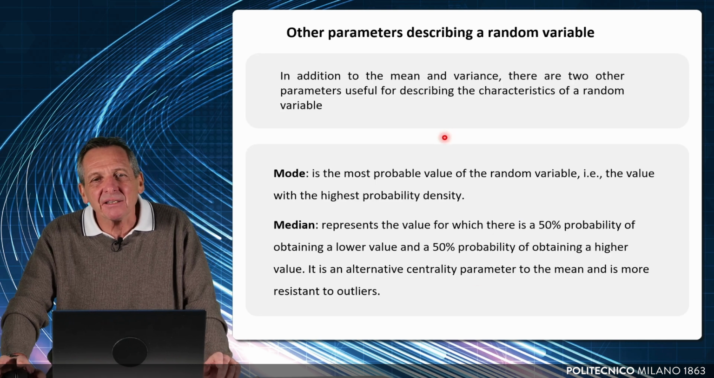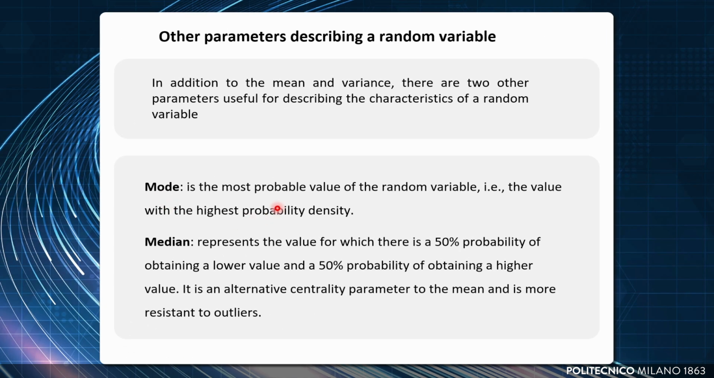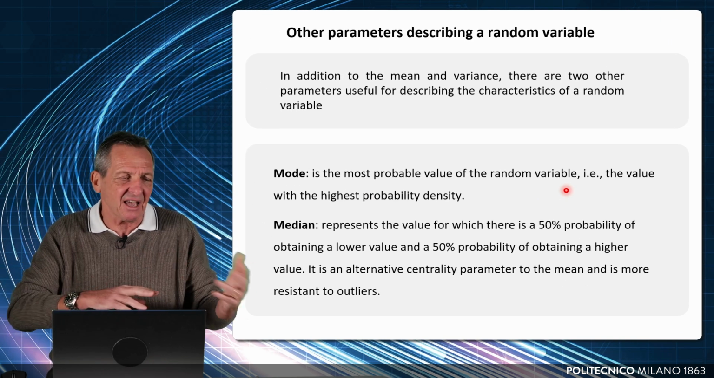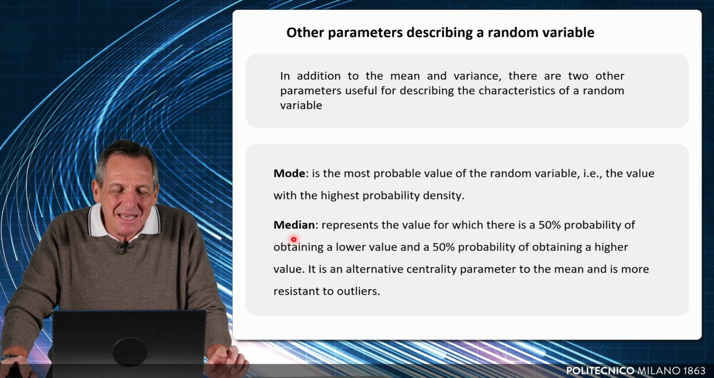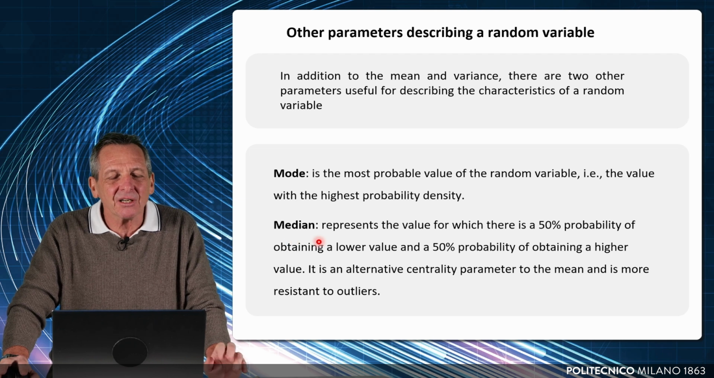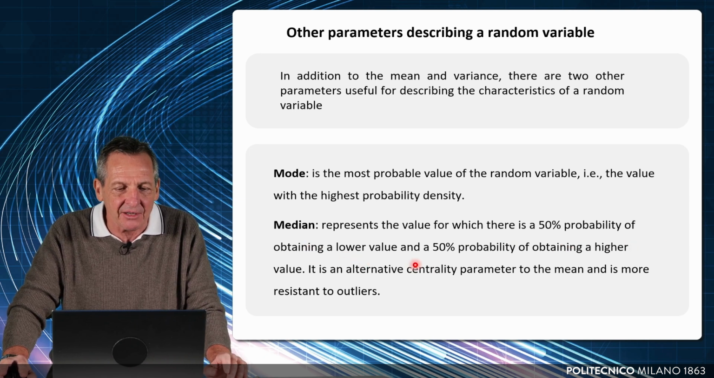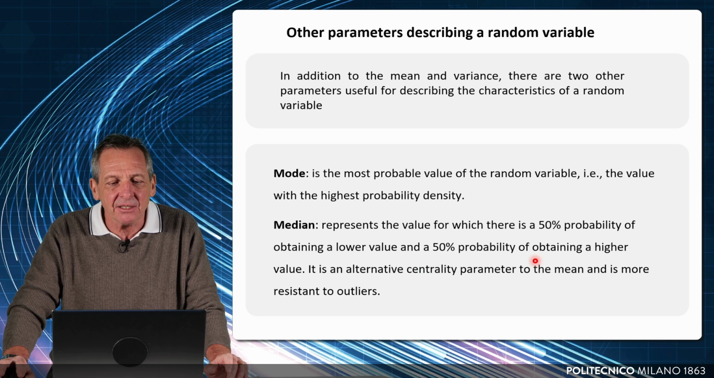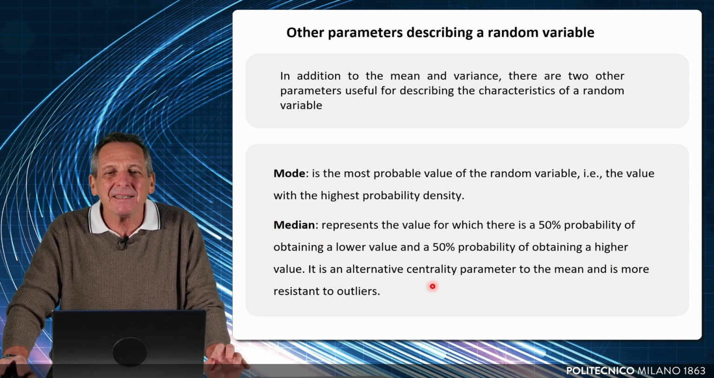There are other parameters that are used to describe a random variable. One is the mode, that is the most probable value of the random variable. It is not widely used in physics and in communication processing. The other parameter, the median, is widely used because the median represents the value for which there is a 50% probability of obtaining a lower value and 50% probability of obtaining a higher value than this median value. Why is it important?